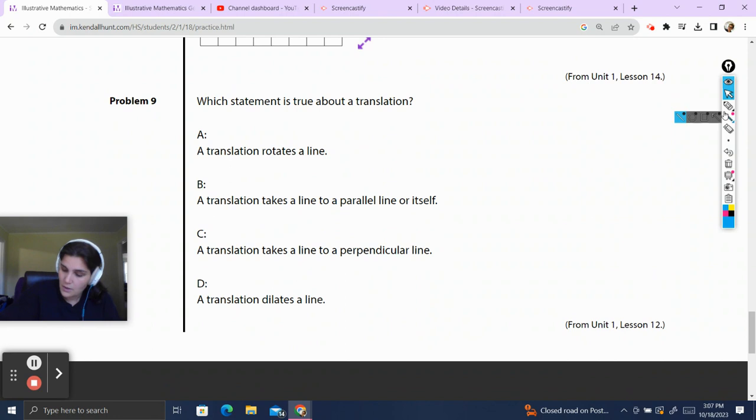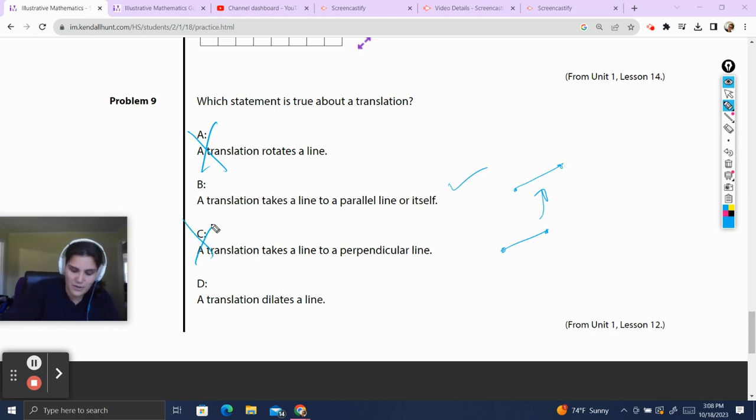Problem 9. Which statement is true about a translation? A translation rotates a line. No. A translation takes a line to a parallel line or itself. I think that's the correct answer. And we're going to draw this, but we're going to look at our other answers first. C. A translation takes a line to a perpendicular line. If I translate that line, say I'm translating it over here, there is no way that's perpendicular, so nope. A translation dilates a line. No. A dilation dilates a line.